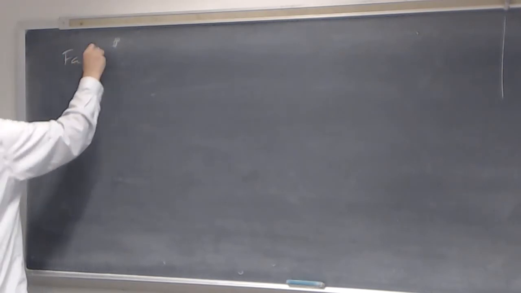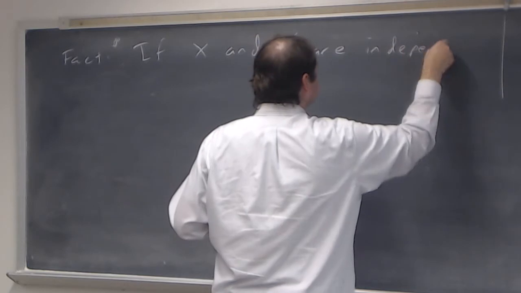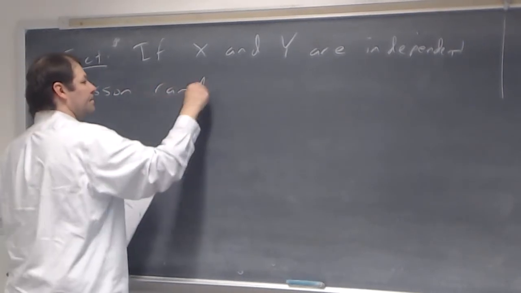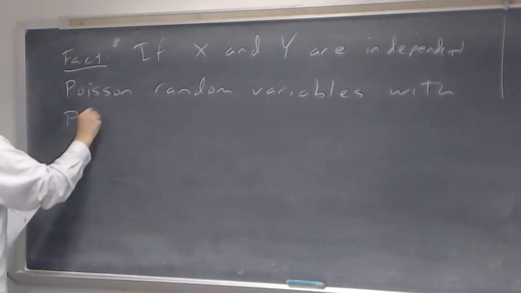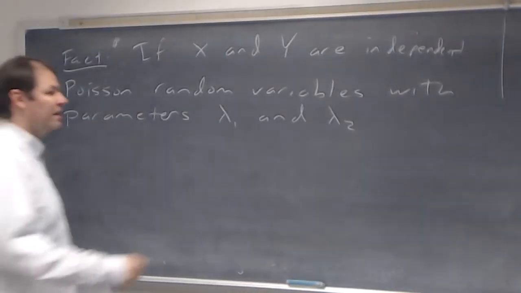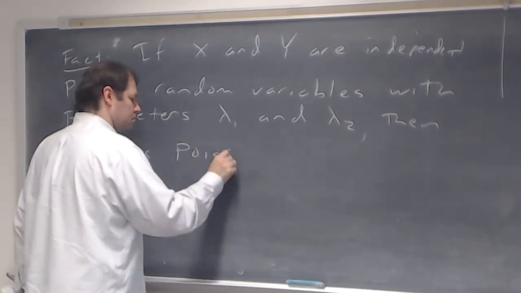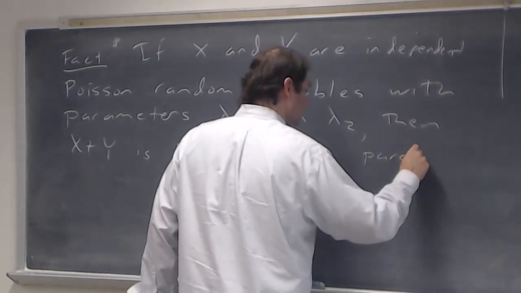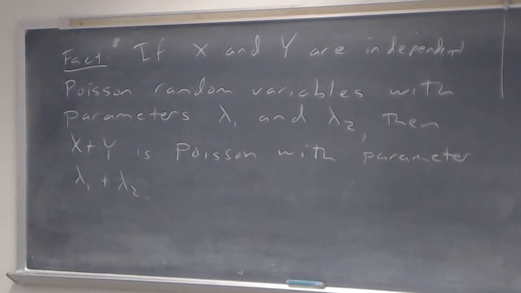So here is a fact. If x and y are independent Poisson random variables with parameters lambda 1 and lambda 2, then x plus y is Poisson with parameter lambda 1 plus lambda 2. Okay. So we want to prove this fact.